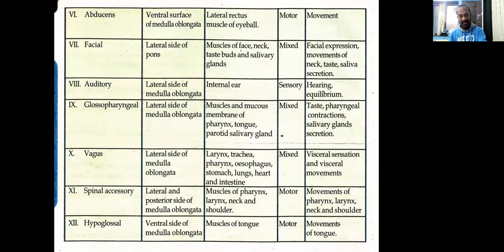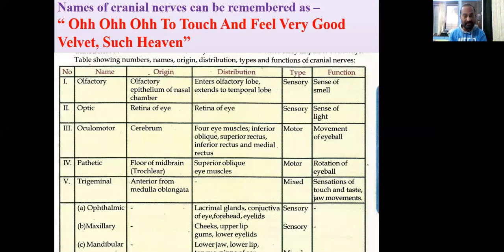And in these 12 pairs, it is important that you remember the number sequence of the nerves. It won't work that anyone takes the first number and anyone takes the second number. No, the Roman numeral is given to them and it is to be remembered. And for that purpose, we can have a sentence that will help you remember all the names in sequence. And what is that? Yes, that is: Oh, oh, oh, to touch and feel very good velvet, such heaven.